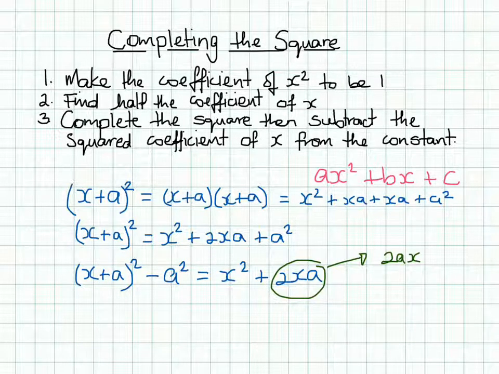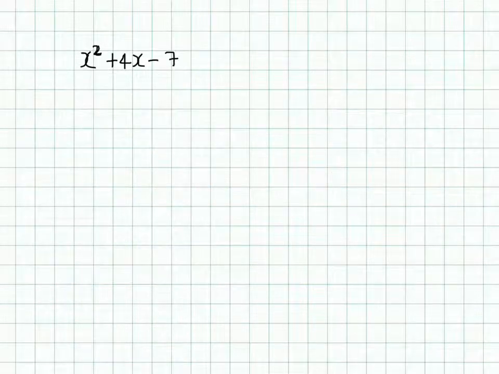All right, let's move on to looking at some problems. Here is our first problem. So the first thing that we need to do is make sure that the coefficient of x squared is 1. And in this case, it is 1, because if you can't see a coefficient, the coefficient is 1. If it was 0, it wouldn't be there.